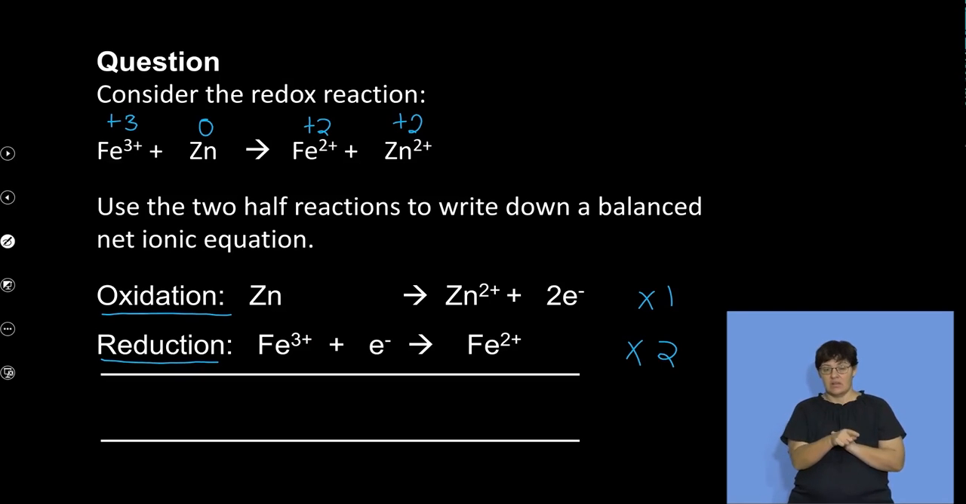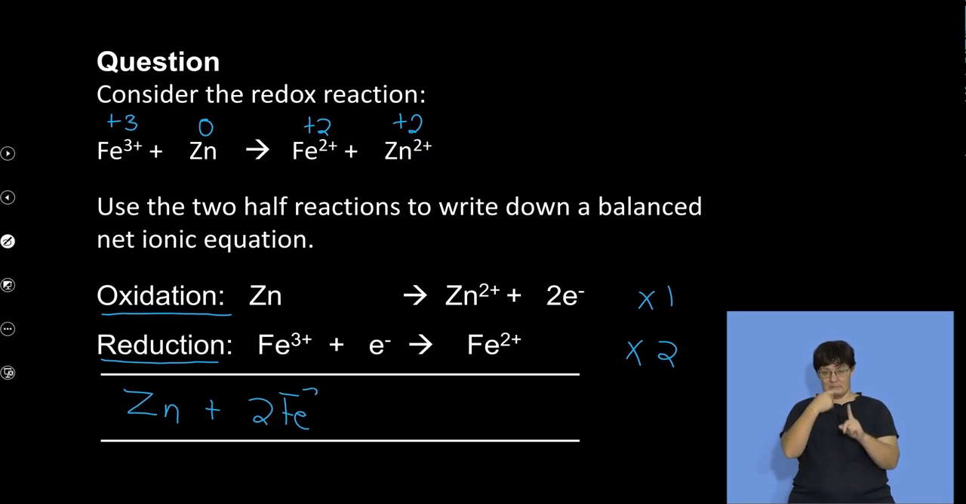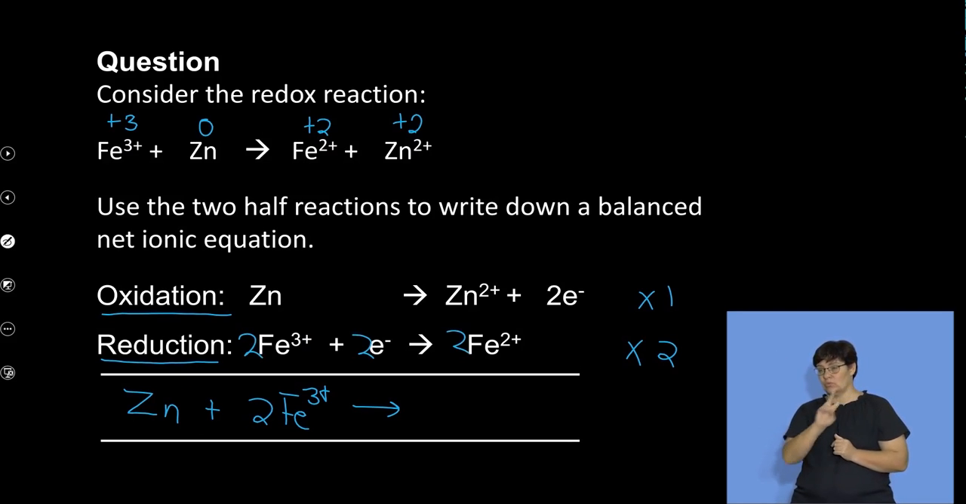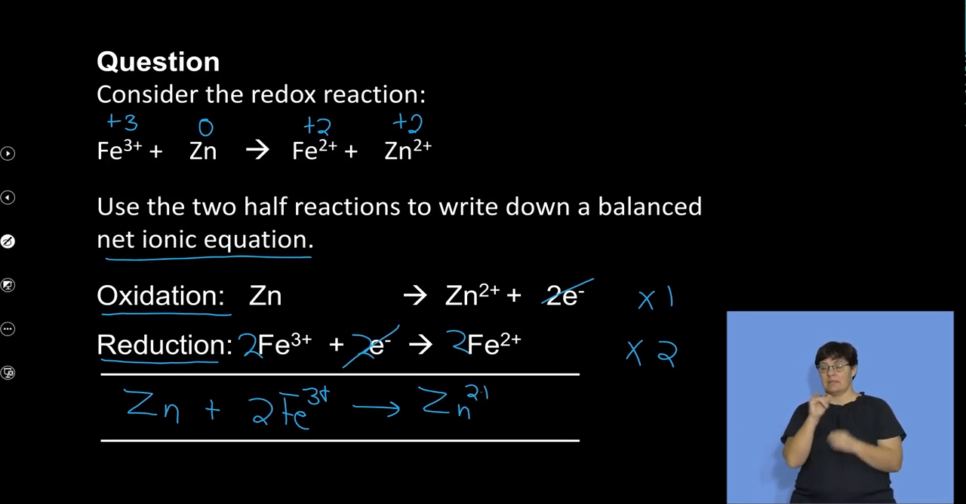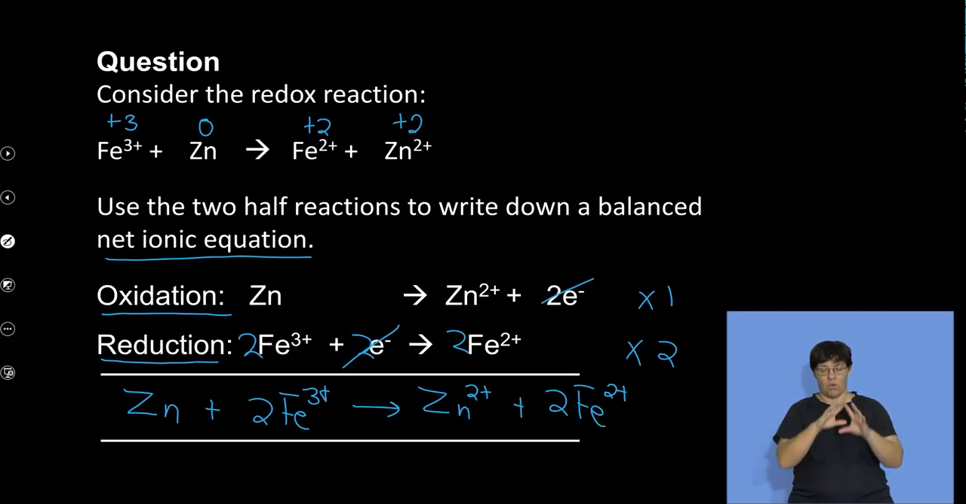So if we multiply zinc by 1, we'll have Zn plus 2 Fe3+. Remember, we're multiplying the reduction half reaction by 2, right? Plus, because the electrons will be the same, 2 for oxidation and 2 for reduction, we can eliminate them. So if we multiply this by 2, it becomes 2, 2, 2, and then we are able to take that out. That's why in the net ionic equation we don't include the electrons. Then this gives us Zn2+ plus 2 Fe2+. So this is our overall, or the net ionic equation, as far as this is concerned.